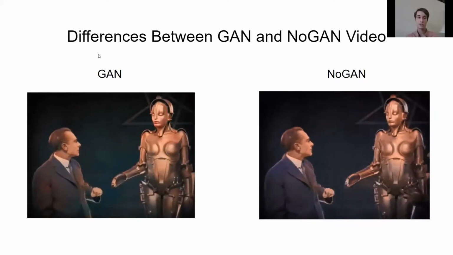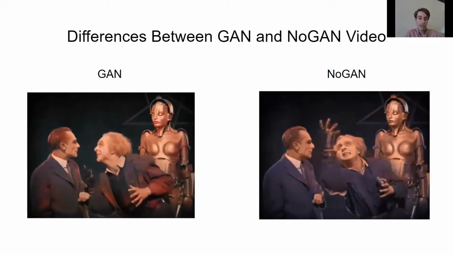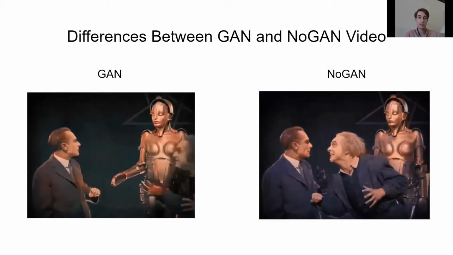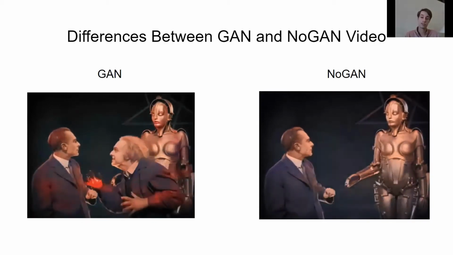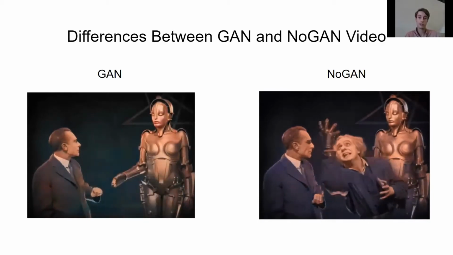So here we see the difference in performance for videos between the GAN and NoGAN. In the GAN, we see a bunch of discoloration on the jacket. There's a bunch of red splotches, and obviously this is not correct. Here, NoGAN is much more consistent with videos, and this example is just representative of its overall performance.